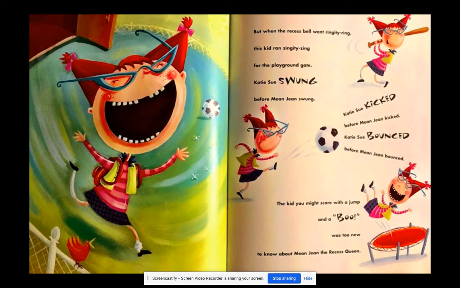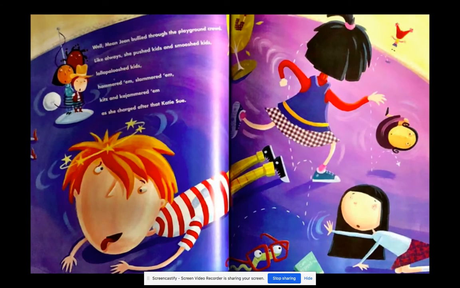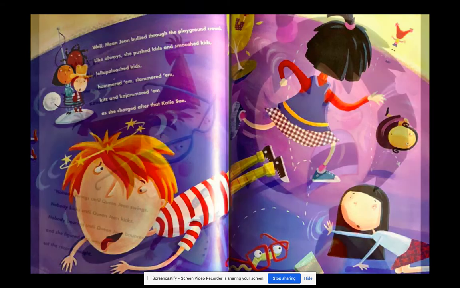Katie Sue kicked before Mean Jean kicked. Katie Sue bounced before Mean Jean bounced. The kid you might scare with a jump and a boo was too new to know about Mean Jean, the recess queen. Well, Mean Jean bullied through the playground crowd. Like always, she pushed kids and smushed kids, lollapalooshed kids, hammered 'em, slammered 'em, kits and kajammered 'em as she charged after that Katie Sue.